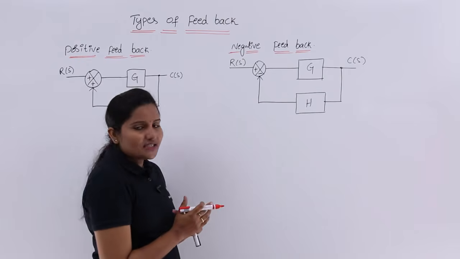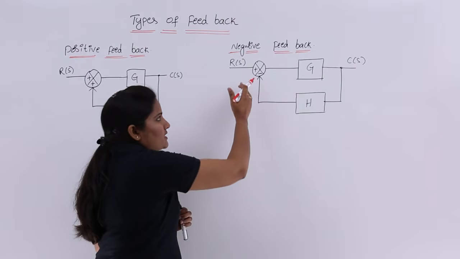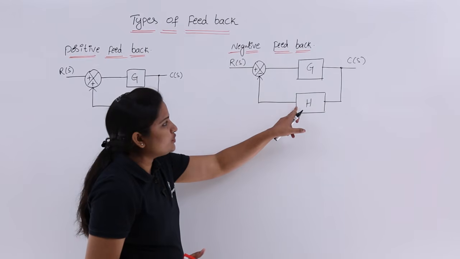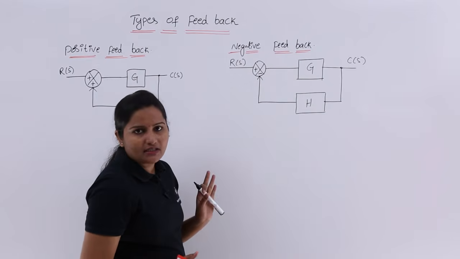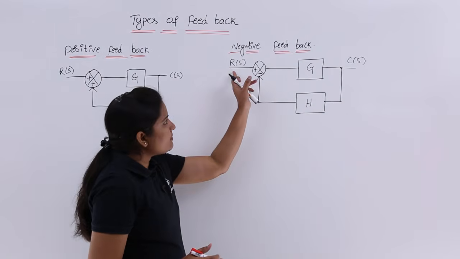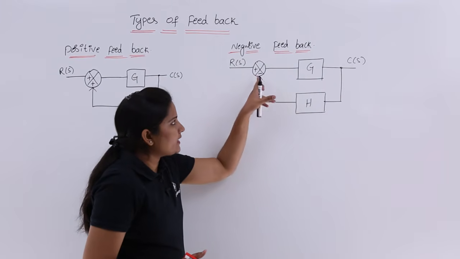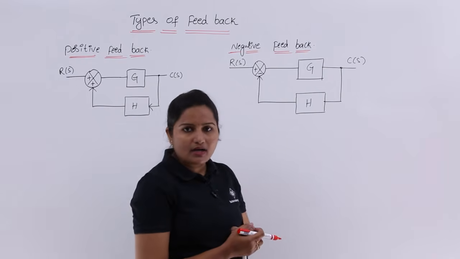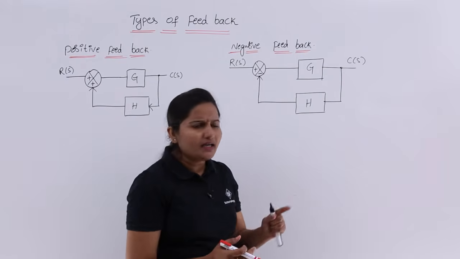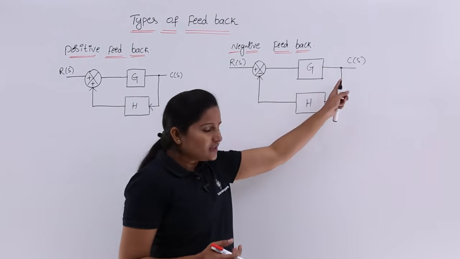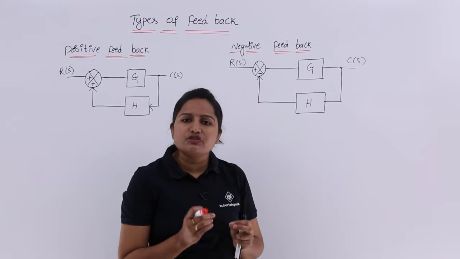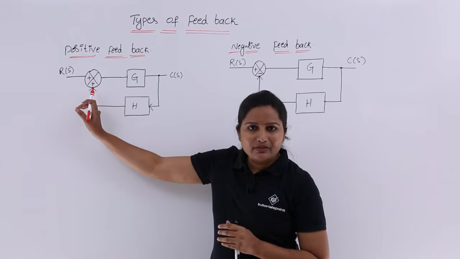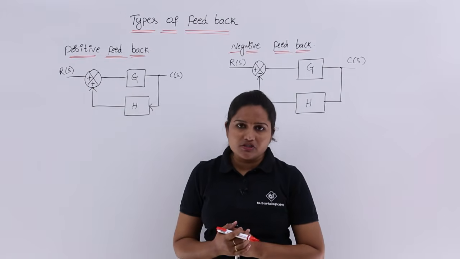So we are going to call this feedback positive feedback. Similarly, coming to this feedback, we are subtracting that feedback element. That means C of S into H we are going to subtract here. So from R of S we subtract C of S into H. This type of feedback is called negative feedback. Generally, on the feedback side, if you see a negative symbol, that is negative feedback. If you see a positive or plus symbol, then that is said to be positive feedback.